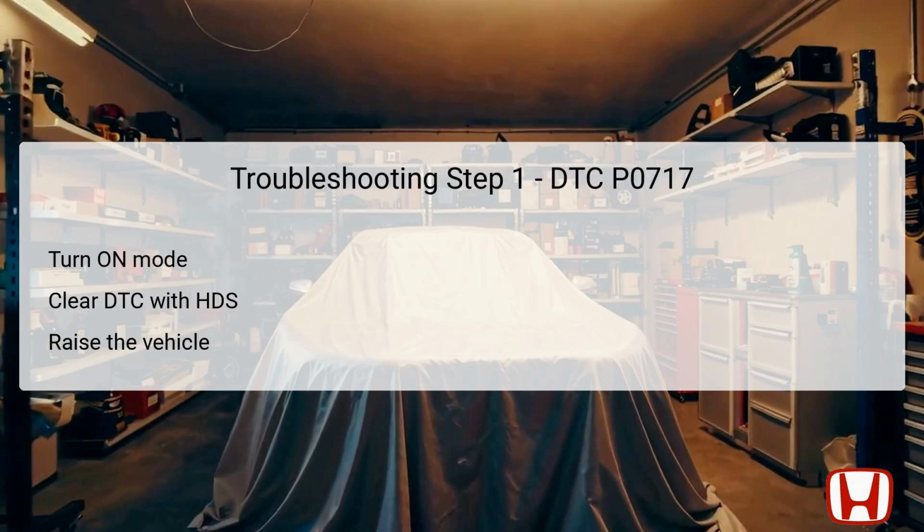In the first step of troubleshooting DTC P0717, the vehicle should be turned to the on mode to initiate diagnostics. The next critical action involves using the Honda Diagnostic System, HDS, to clear any existing DTCs. This is essential because it resets the system, allowing for accurate monitoring of the current state of the vehicle.